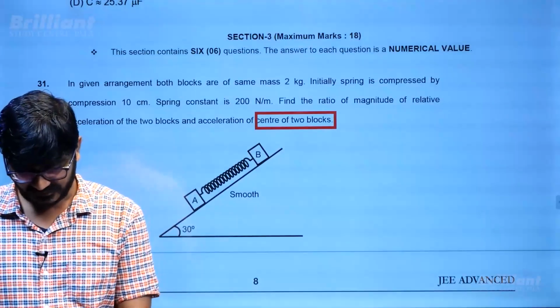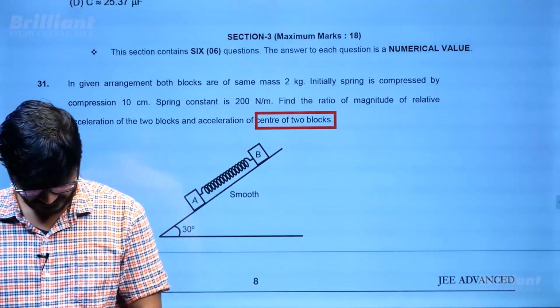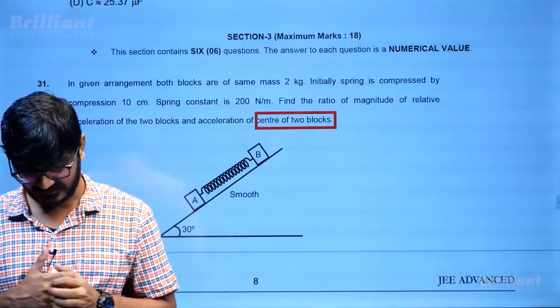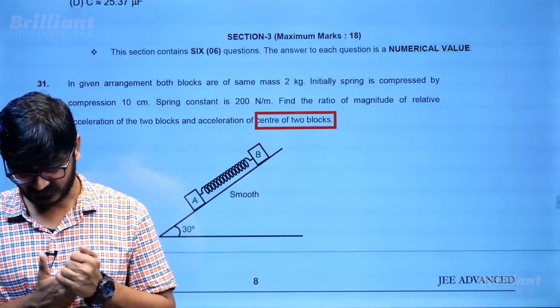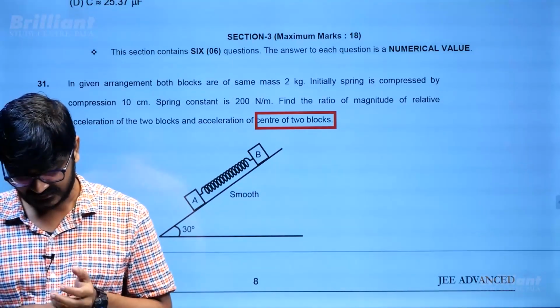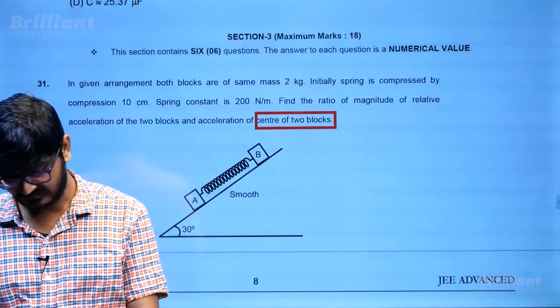Okay, the next question. In the given arrangement, both blocks have the same mass, 2 kg. Initially the spring is compressed, and the compression is 10 centimeter. The spring constant is 200 Newton per meter. What is the ratio of relative accelerations and acceleration of center of mass of the blocks?